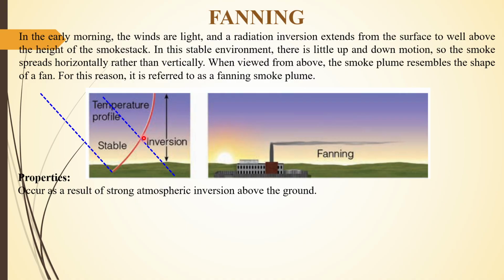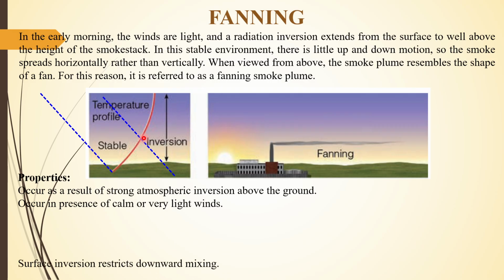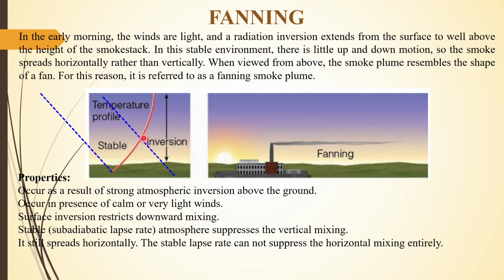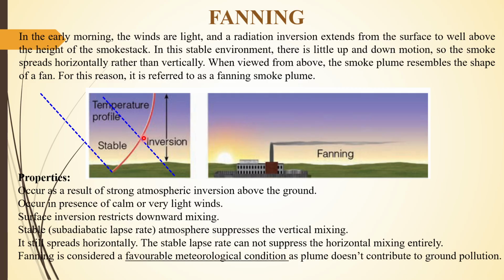It occurs as a result of strong atmospheric inversion above the ground, in the presence of calm or very light winds. Surface inversion restricts downward mixing. The stable atmosphere suppresses vertical mixing, however it still spreads horizontally. The stable lapse rate cannot suppress the horizontal mixing entirely.